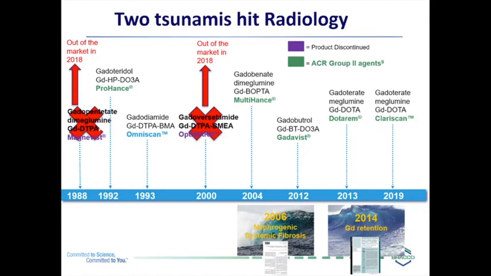All GBCAs were considered very safe, even safer than iodinated contrast agents, since the late 80s. Unfortunately, two possibly linked tsunamis hit radiology: more precisely, nephrogenic systemic fibrosis in 2006, when Grobner published the first cases of NSF associated with the administration of Omniscan, and gadolinium retention in 2014, when Kanda published the connection between abnormal T1 shortening in the globus pallidus and the dentate nucleus and gadolinium retention in the brain in patients who had undergone repeated prior administration of Magnevist and Omniscan.